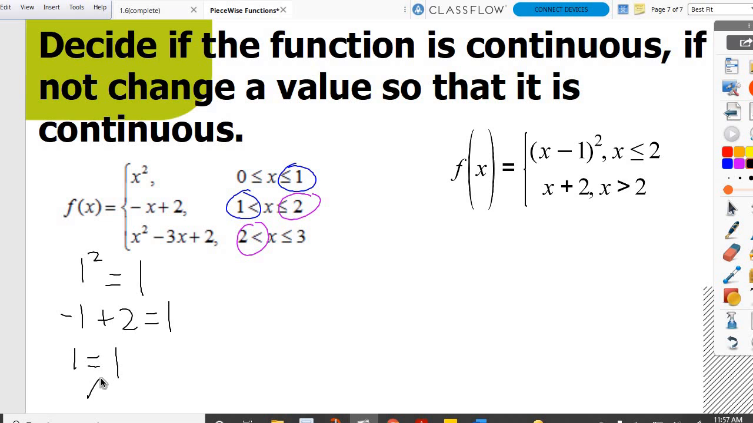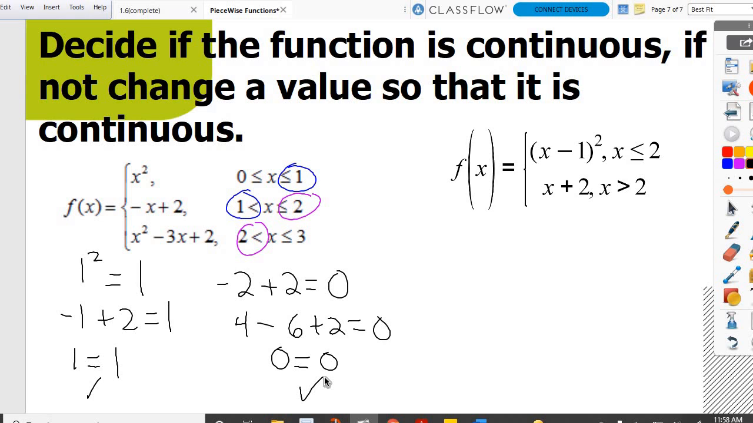So what do I want to plug in this time? 2. So I would have negative 2 plus 2 gives us 0. Then on my next one, we would have 4 minus 6 plus 2, which is 0. So do those two meet up? And then we also have a 0 and a 3, but there's not pieces on either side of them, so those don't really matter. That's just where my function starts and stops. So is this function continuous? Yes. Does that make sense?